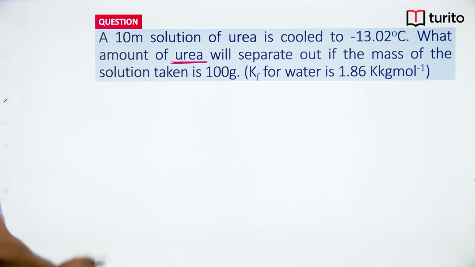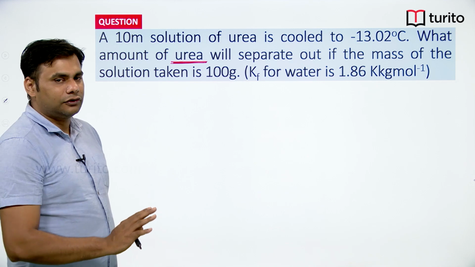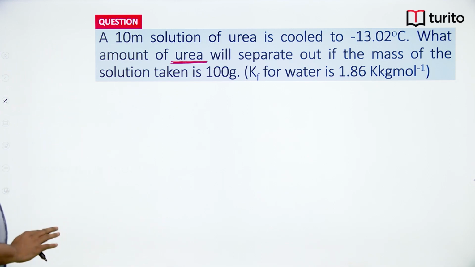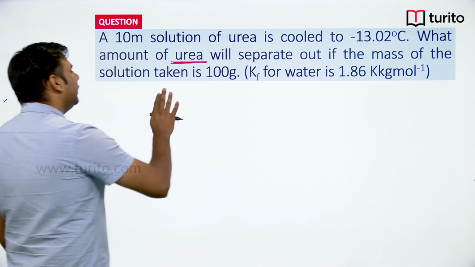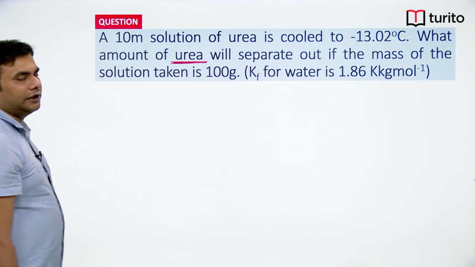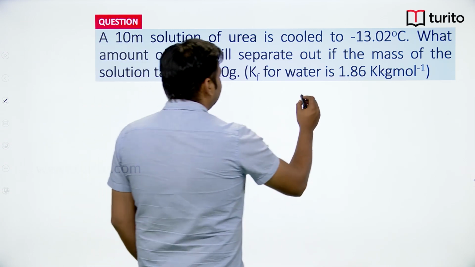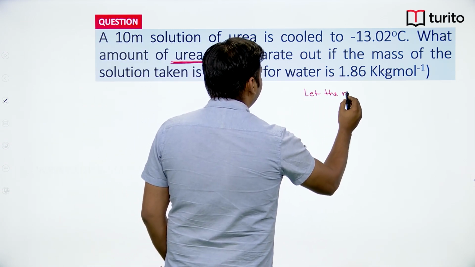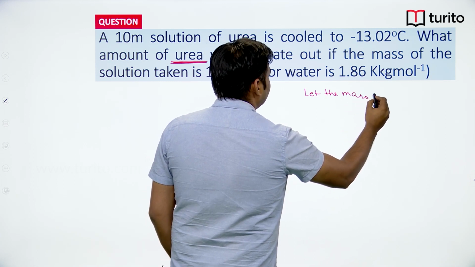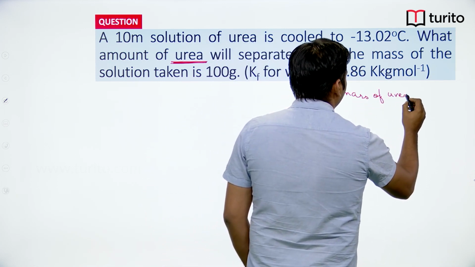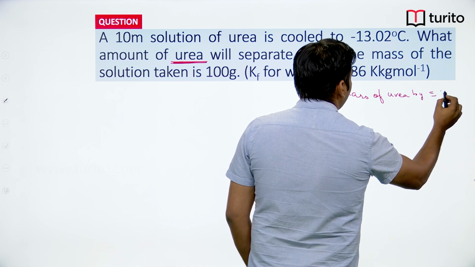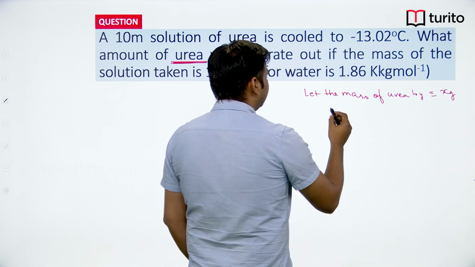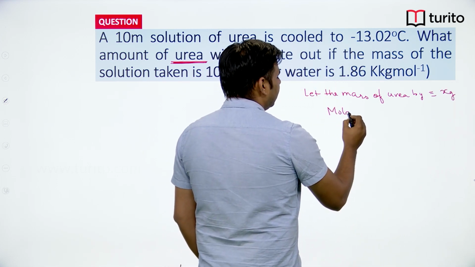We'll just analyze the data first. Nothing else has been given to us. We know that initially the solution was 10 molar and the total mass of the solution was 100 gram. So let the mass of urea be x gram.